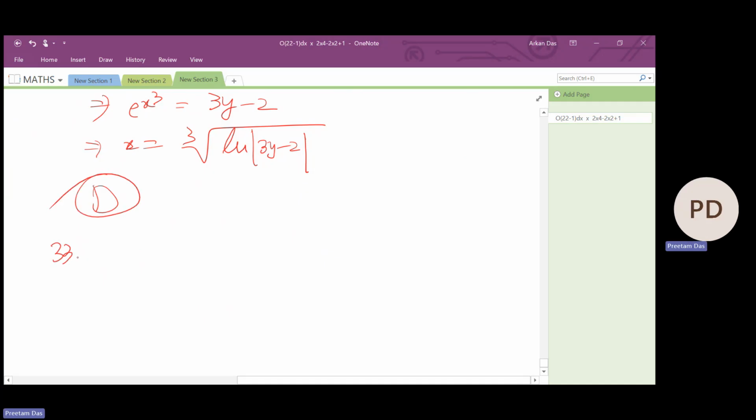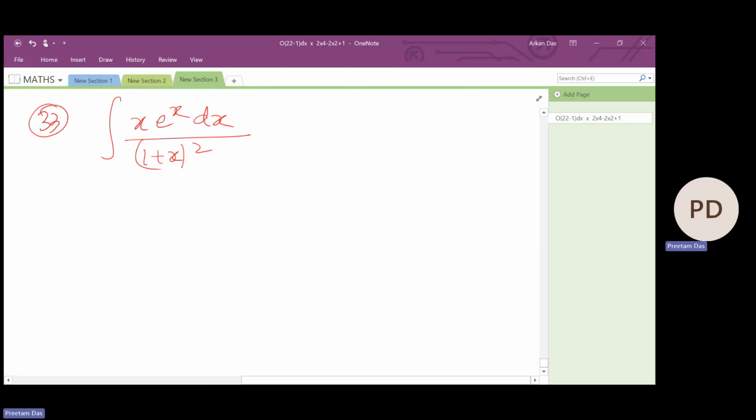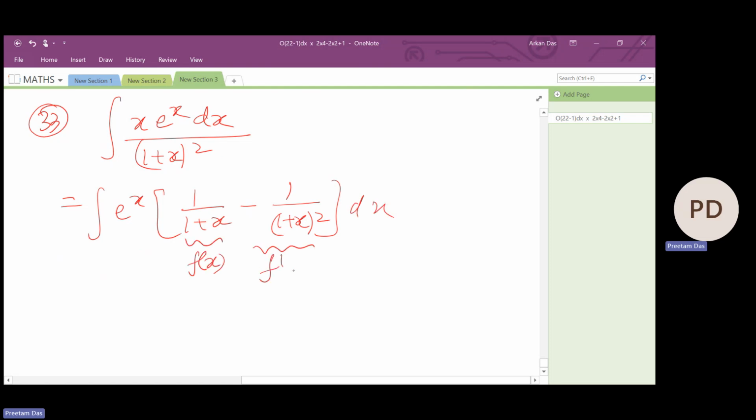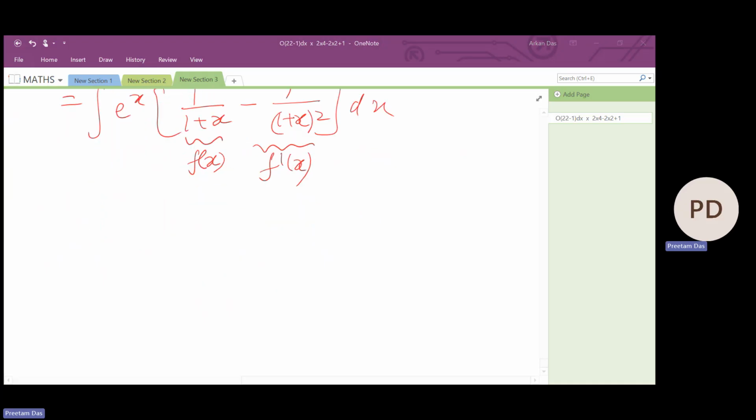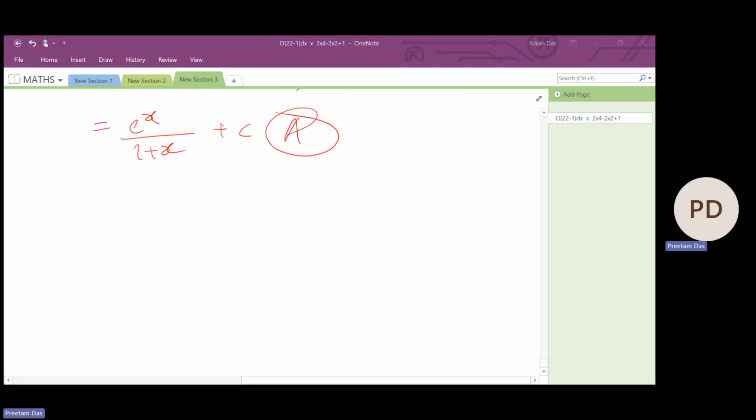Question 33. Very straightforward question. x e power x. What do you do when there is an e power x and algebra, or maybe some functions which you can separate into two parts? The formula is e power x into f x plus f dash x. So e power x into (1 plus x) over (1 plus x) square dx. If this is f x, then this is f dash x. So e power x f x plus c, which is e power x by 1 plus x plus c. Option A.